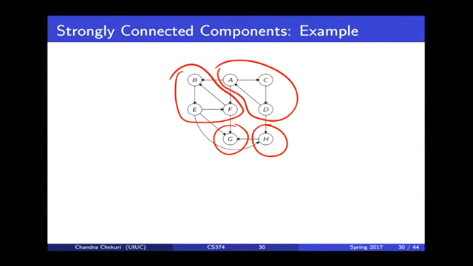Does it make sense? A strongly connected component, this graph may be misleading. A strongly connected component need not be just a cycle. It could be more complicated than a cycle. Any questions on the definition of strongly connected components? Seems okay.